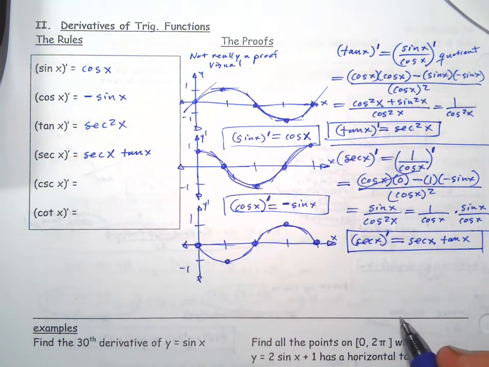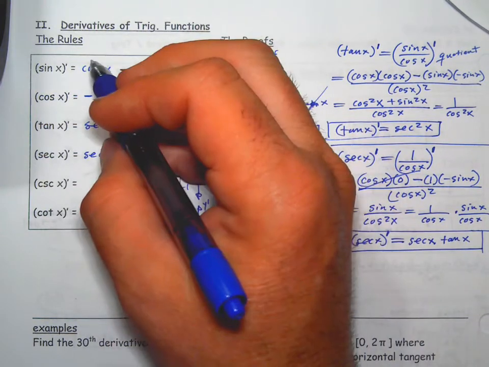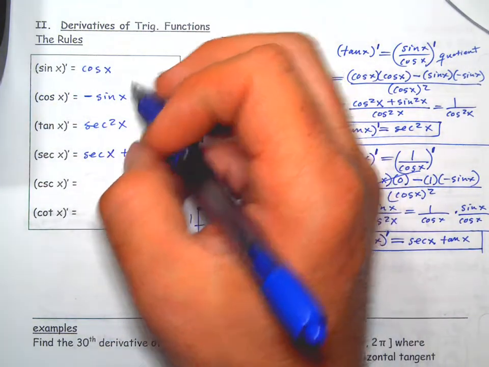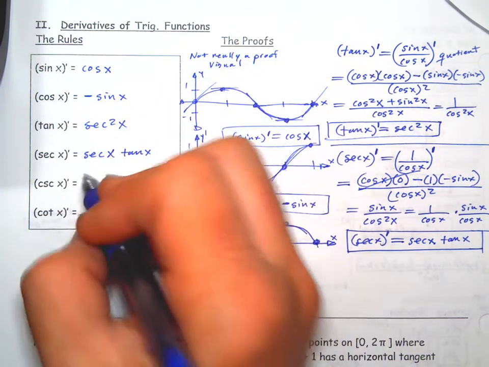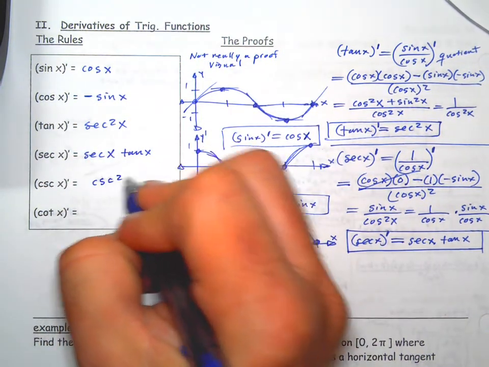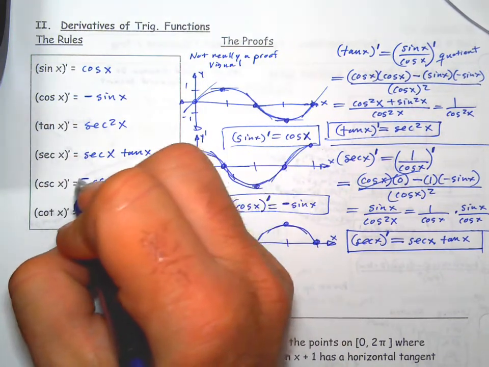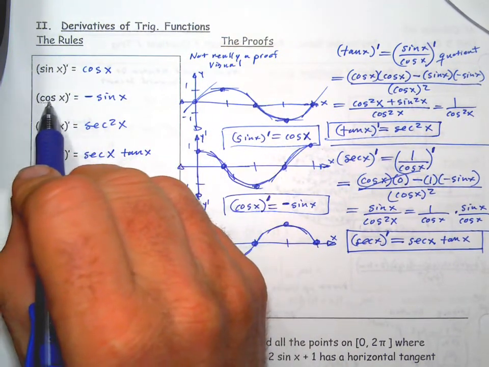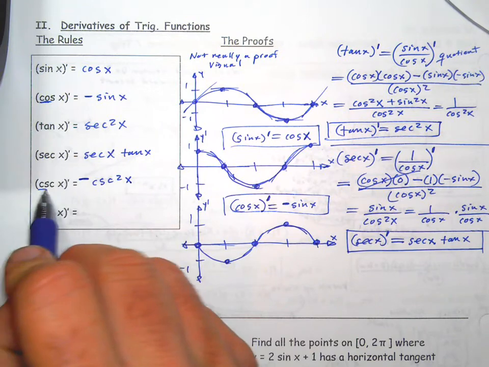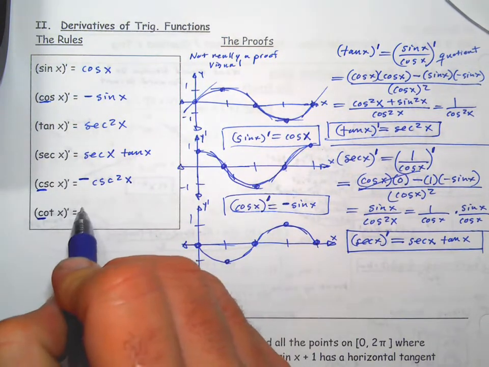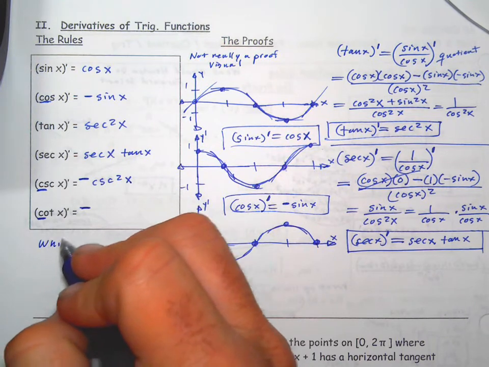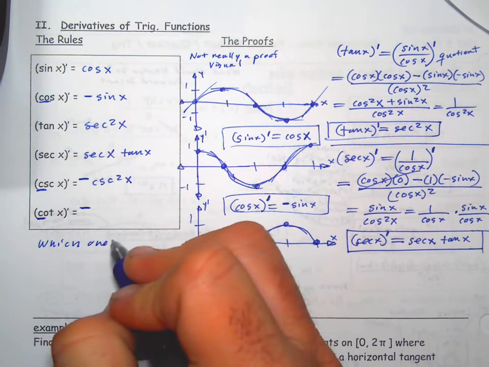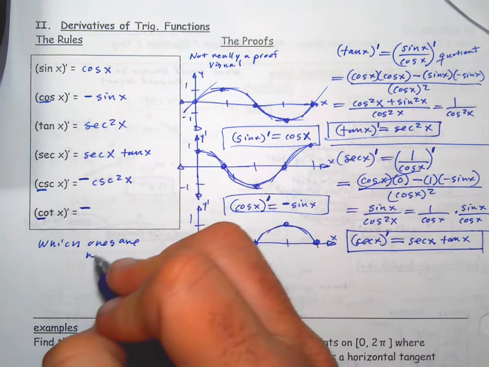Now, I'm not going to do the others, but there's some patterns that you want to learn here. You want to do sine and cosine together, right? If tangent is secant squared, what would you think cosecant would be? Cosecant squared. But negative. You're going to notice that anything with a co is going to have a negative answer for sure. Okay? So, which ones are negative?